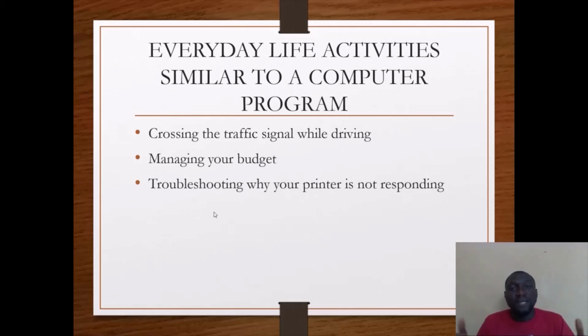Now, let's relate the operation of a computer to our everyday life operations. Take for instance the first one, crossing the traffic signal while driving. It's a process. You need to get a signal, then from that signal you take an action, whether to stop or to move. And it's also similar to the way a computer works. Managing your budget is also another example. Troubleshooting why your printer is not responding is also another example. All these three processes are similar to the way a computer works.